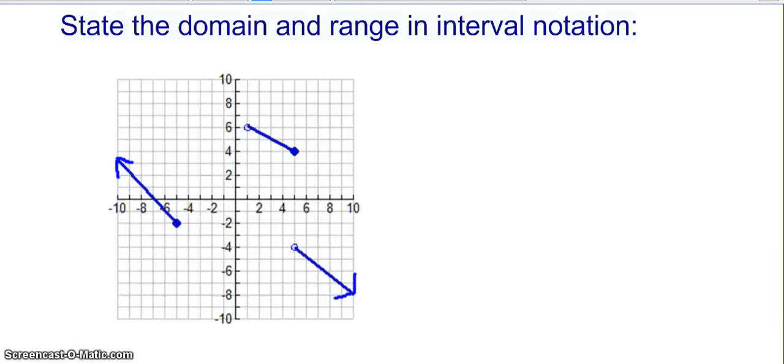Okay, here, state the domain and the range in interval notation. Pause the video, unpause when you're ready to check.